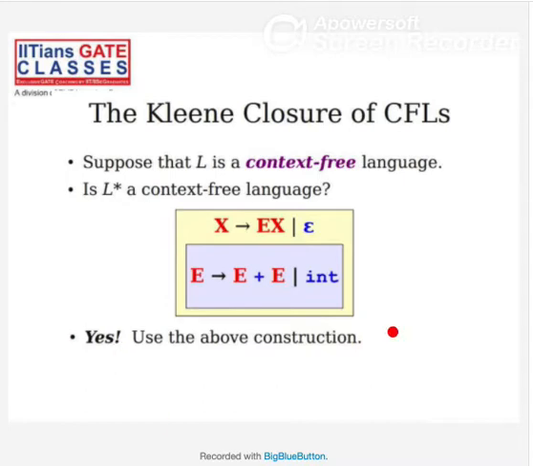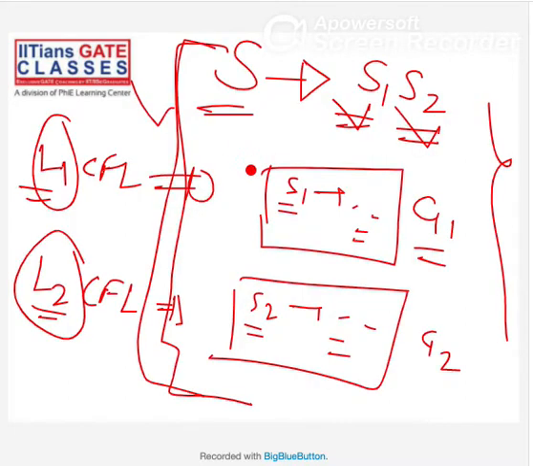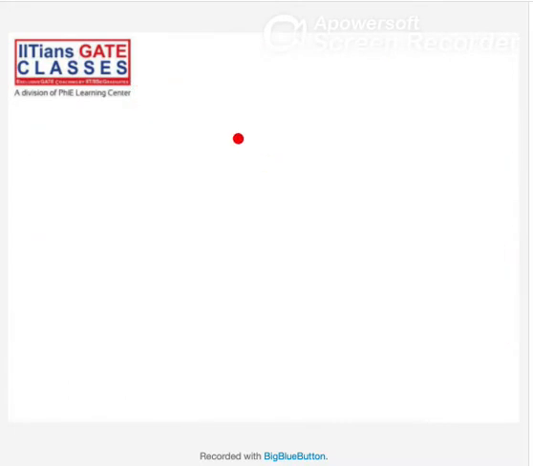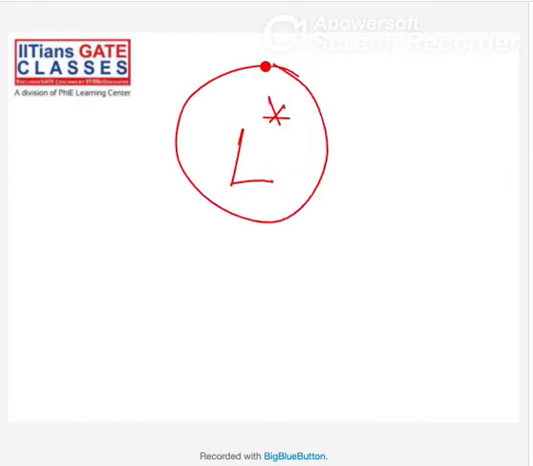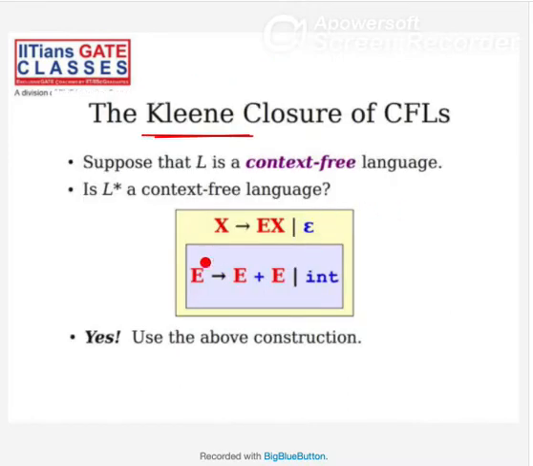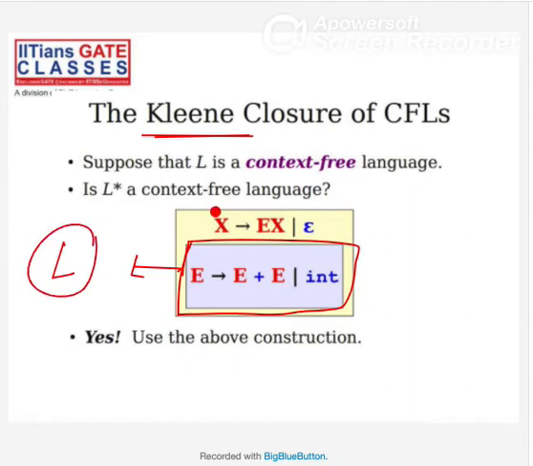Okay, so now let's see Kleene star. If you have a CFL, let's assume L is CFL, then L star will also be CFL, meaning the set of CFL are closed under Kleene star operation. And this also you can very easily prove. Let's assume this is the CFG for language L. Then you can find the CFG for L star like this.